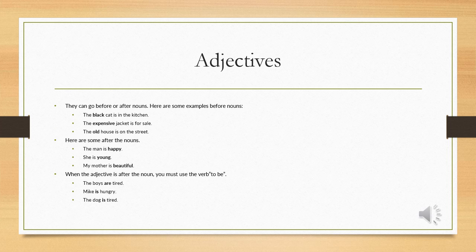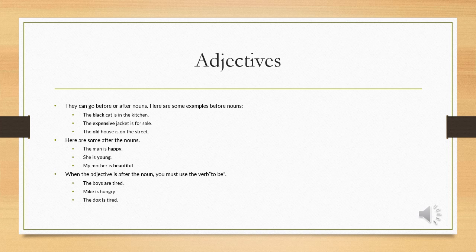When we're using an adjective, where do we put the adjective in relation to the sentence? Well, they can go both before or after the noun. So here I've got three examples before the noun. The black cat is in the kitchen. The expensive jacket is for sale. The old house is on the street. So here the adjective is before the noun. So cat, jacket, house are your nouns.